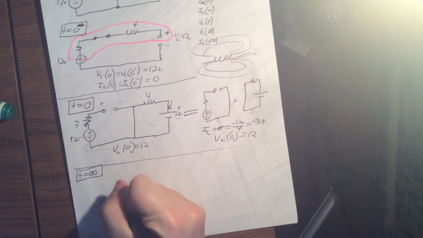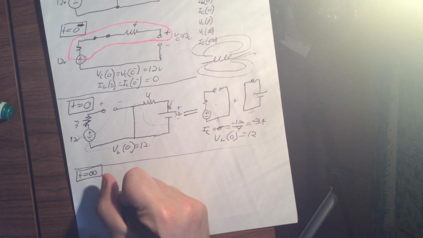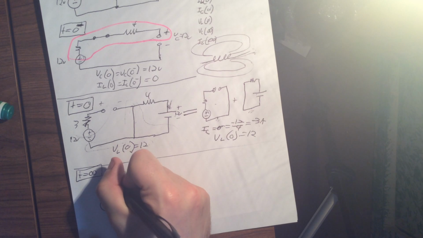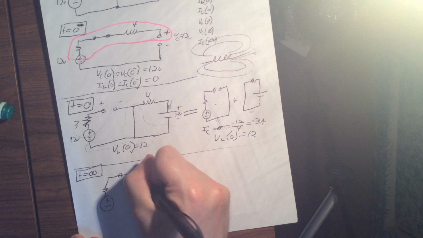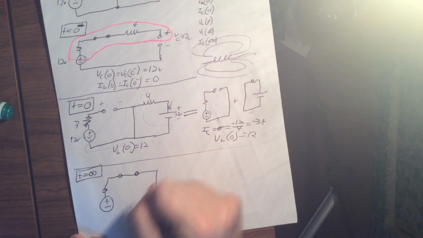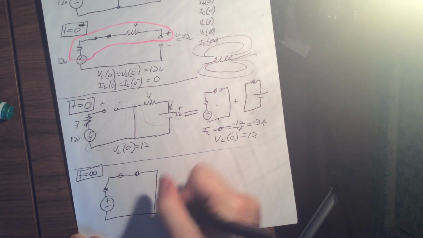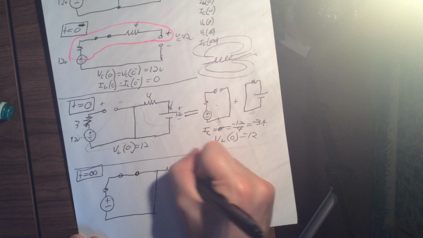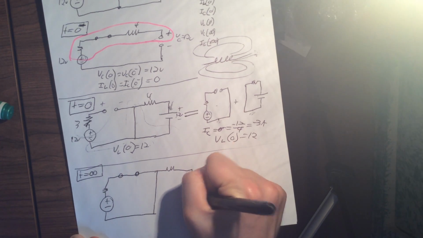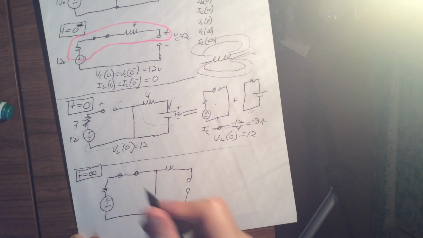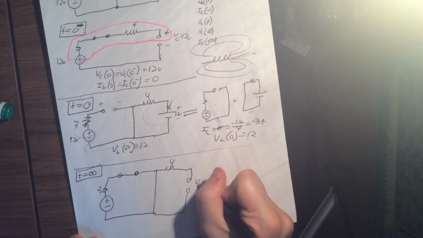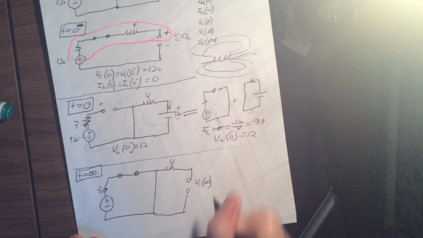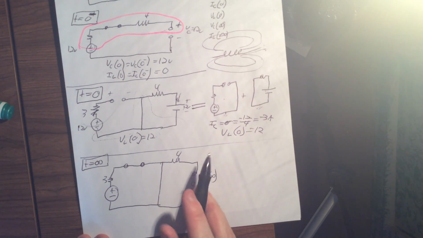At t equals infinity, we've got a positive, a negative. We've got our resistor. We've got our inductor, which is going to be just a wire again. We've got a wire coming down, and then we've got again a hole in the circuit over here. So this is going to be 3, 4, and this is our VC of infinity.